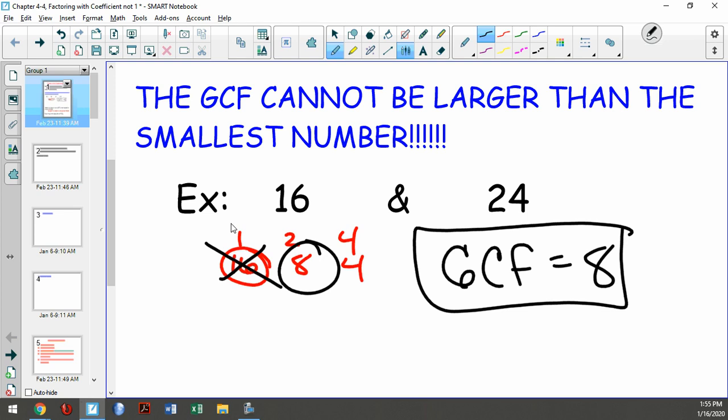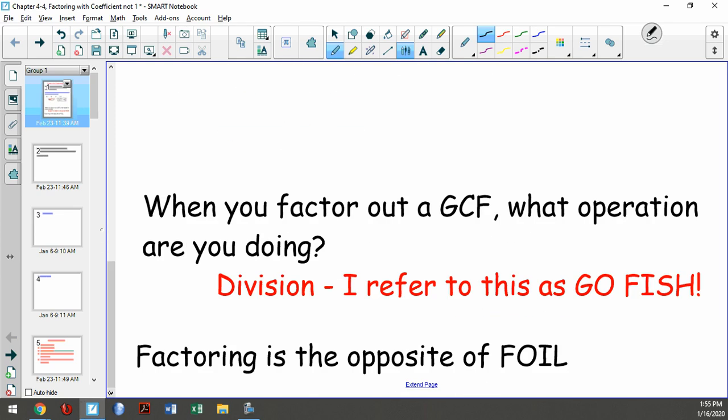Okay. Now, when you pull out your GCF, the operation that you are doing is division. When I say this to you in class, I'm probably going to give you a hint to say, go fish. Go fish means pull out the GCF that is in common between both or all terms. Do we all understand that? You can have a numerical GCF or a variable GCF. What's it mean to be a variable? What's a variable? A letter representing something, okay?